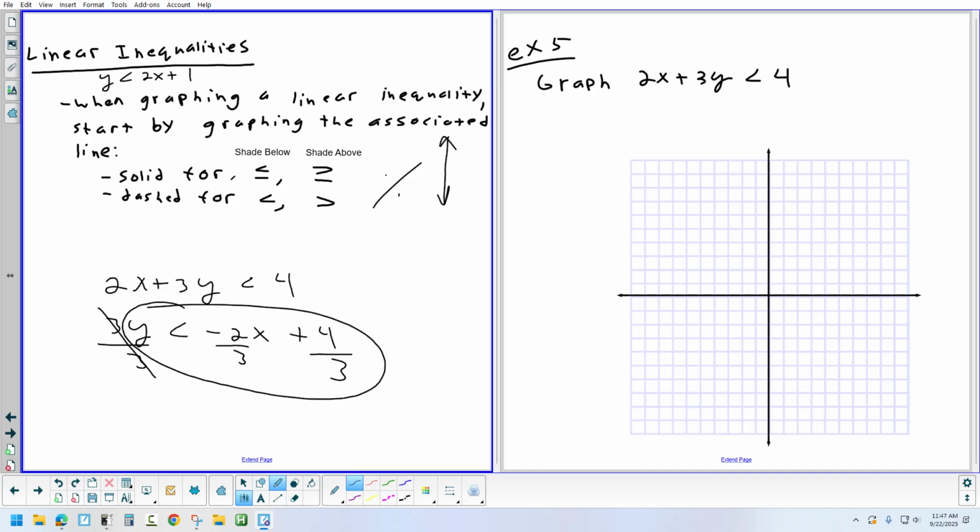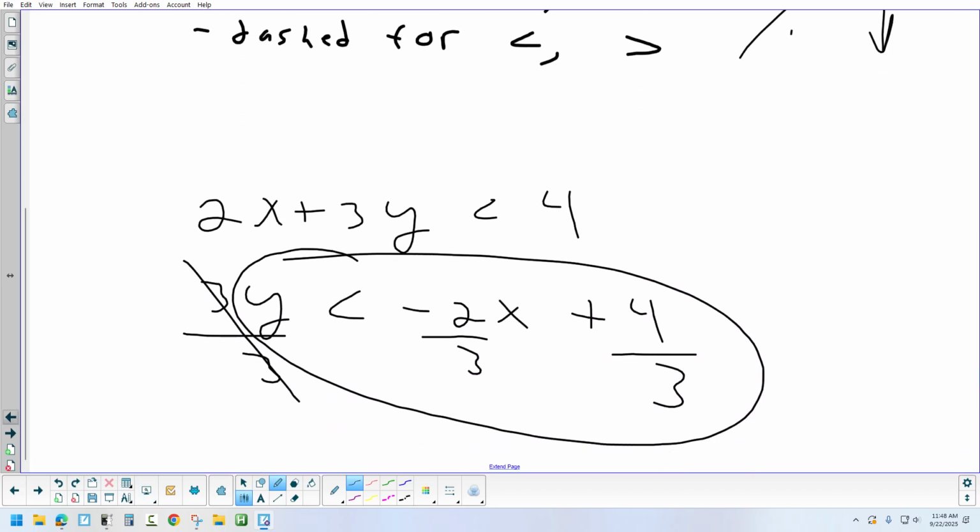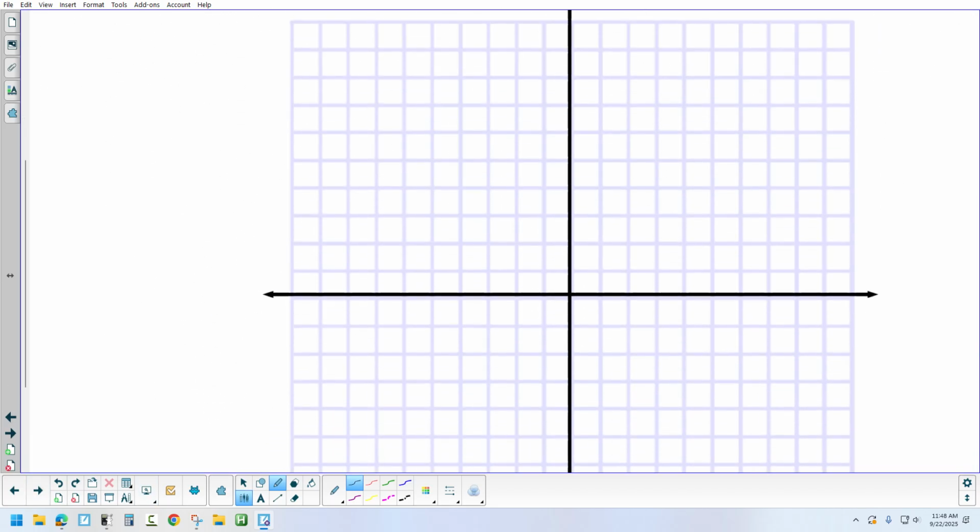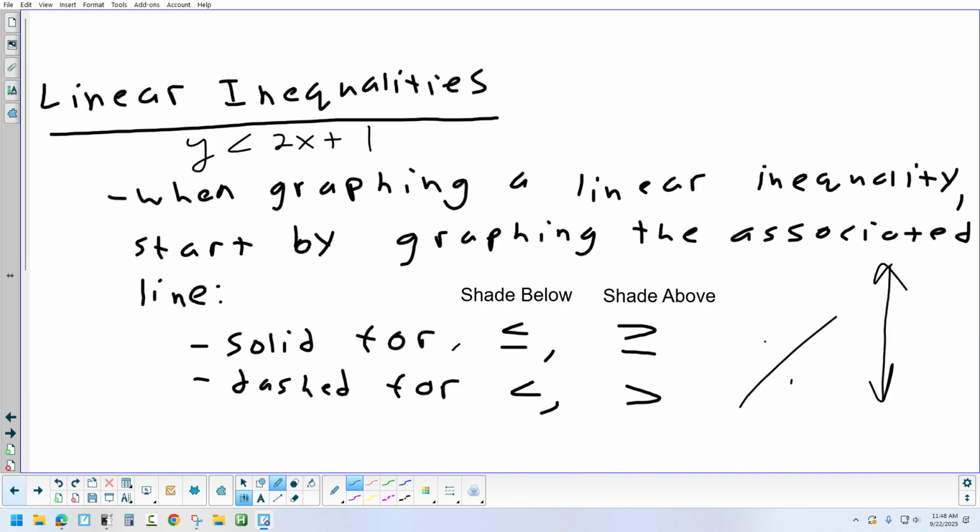When you're graphing a line, do you use the slope first or the y-intercept? Yep, y-intercept. So the y-intercept here is 4/3, which is like 1 1/3, so it's like 1.3 repeating. How would I mark my y-intercept on that graph? Where do I have to go? Yep, a little bit above the 1. Yeah, go a little bit above 1. So let's say about there. So there's my y-intercept.